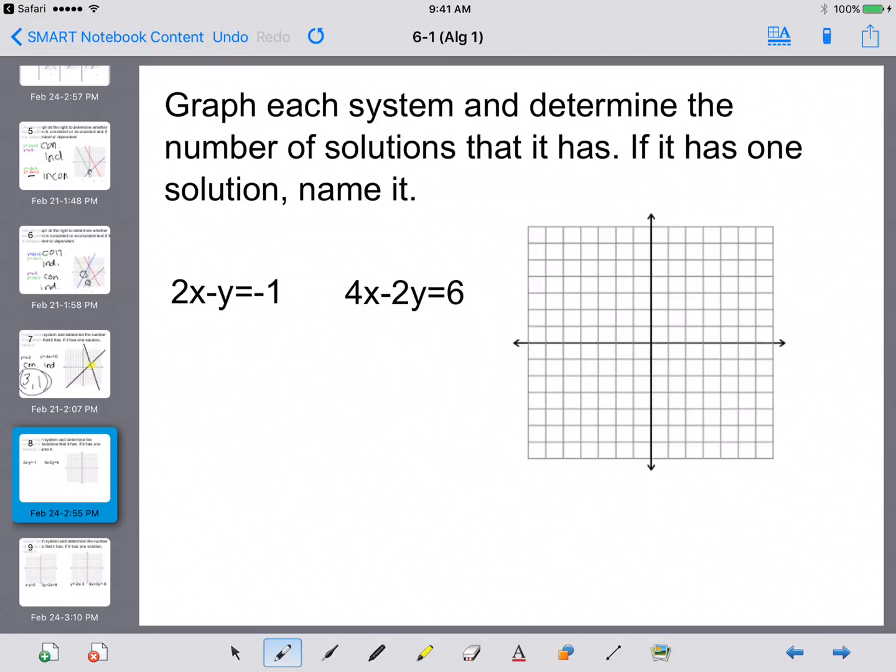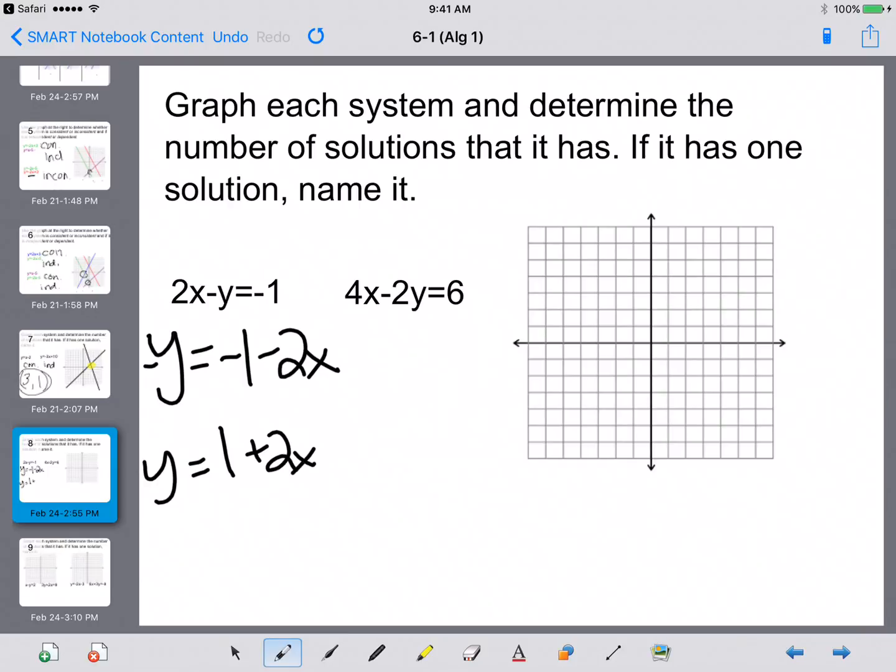Now here, our equations are written in standard form. When I graph, I really like them to be in slope-intercept form, so I'm just going to go ahead and change them into that right now. So 2x minus y equals negative 1. I'm going to move the 2x over, so I'm going to subtract it. So I'll end up with negative y equals negative 1 minus 2x. Now if I need to change the negative y into a positive y, I flip the signs of everything. So we get y equals 1 plus 2x.